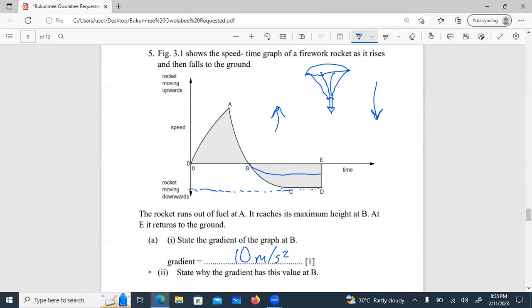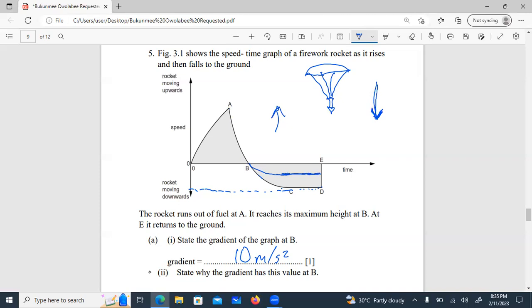But it attains a final downward velocity that is lower than the initial final velocity, and that's why the slope attains a uniform final velocity at this point here. Okay, and this final velocity is called the terminal velocity. Yes, so that is what the graph looks like.